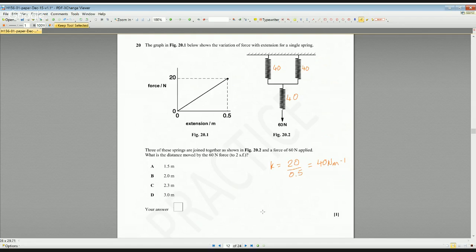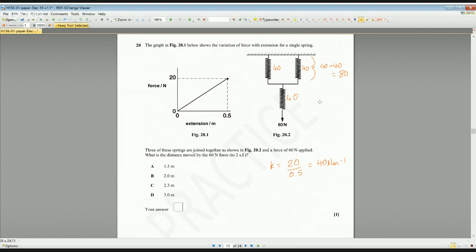Now, the rule for combining springs is that it actually works in the opposite way to what you know about how to combine resistors. So here we've got 2 in parallel. If that was resistors, then we'd have to use 1 over 40 plus 1 over 40 and so on. Here, because this is springs, it's the opposite. It's the same rule as it would be for series resistors. So we simply add them. 40 plus 40 gives us 80 newtons per meter.